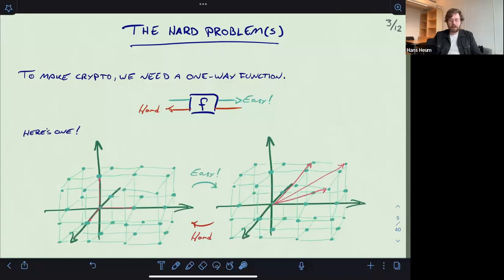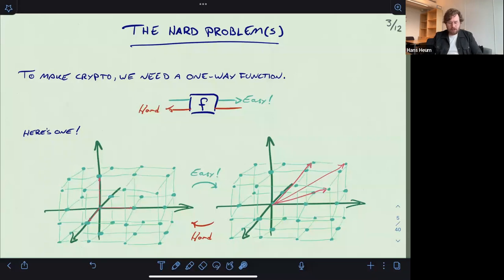On the left, I have a lattice, and I have drawn one with an orthonormal basis on the left, which is sort of like a nice basis, and one with a rather ugly basis on the right. If you have a nice basis, it's always easy to transform it into three ugly vectors that are also a basis. But going in the opposite direction is hard in general.